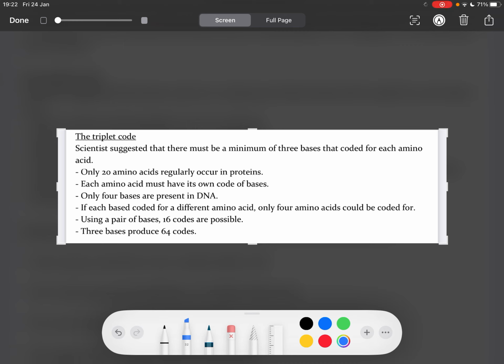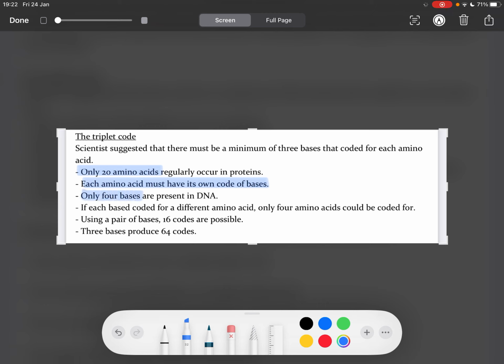Okay, so scientists suggested that there must be a minimum of 3 bases that code for each amino acid. But do you know how many amino acids there are in the whole world? There are only 20 amino acids. But they have millions of other shapes, sequences of bases, etc. That's why there are lots of types of proteins. Each amino acid must have its own code of bases, right?